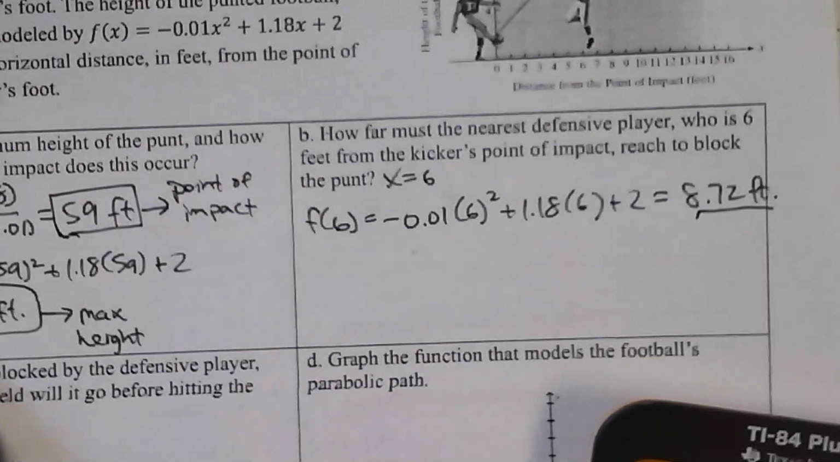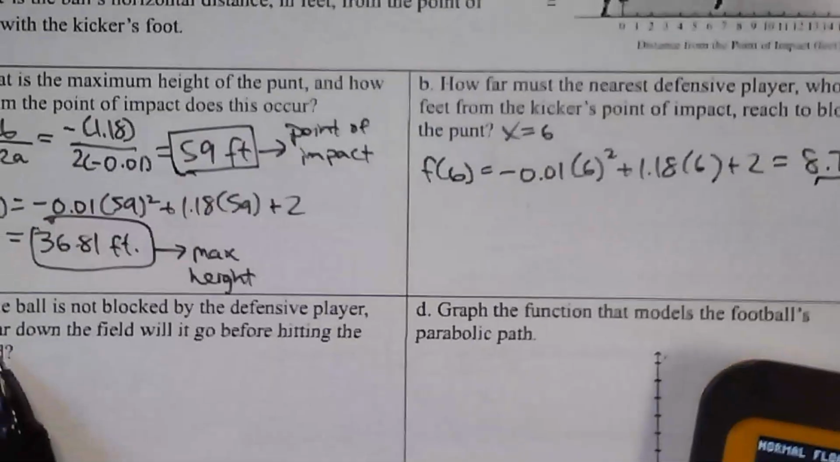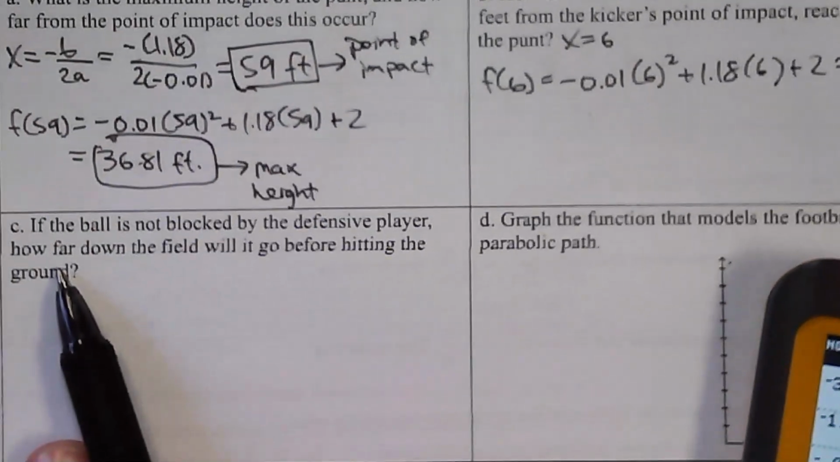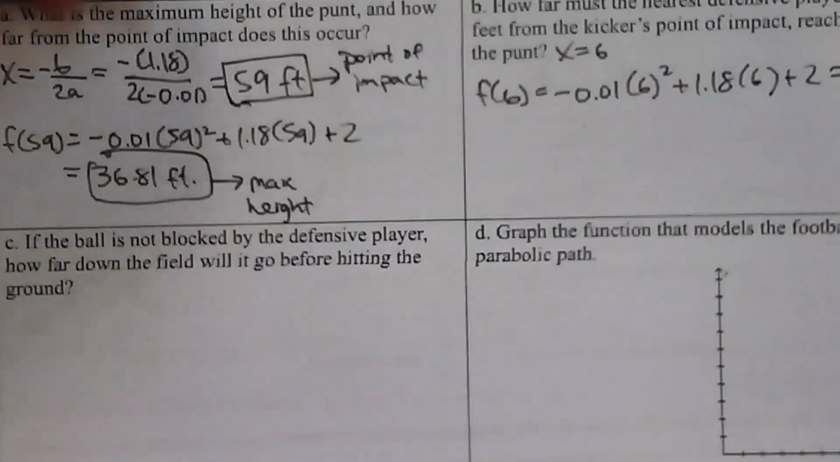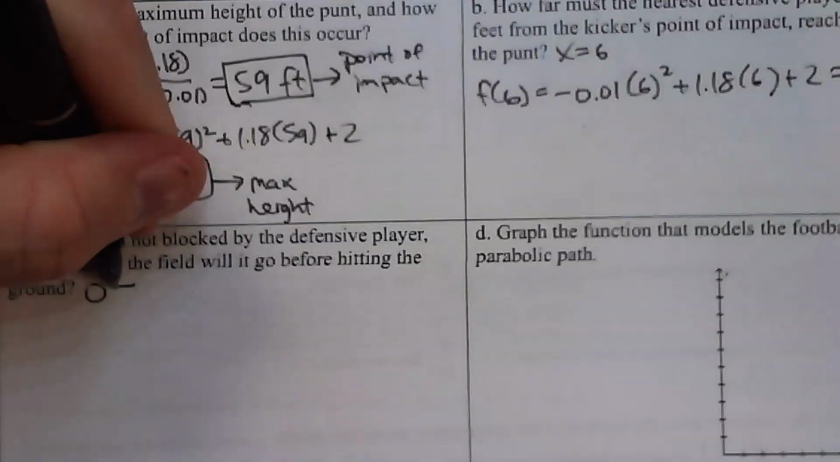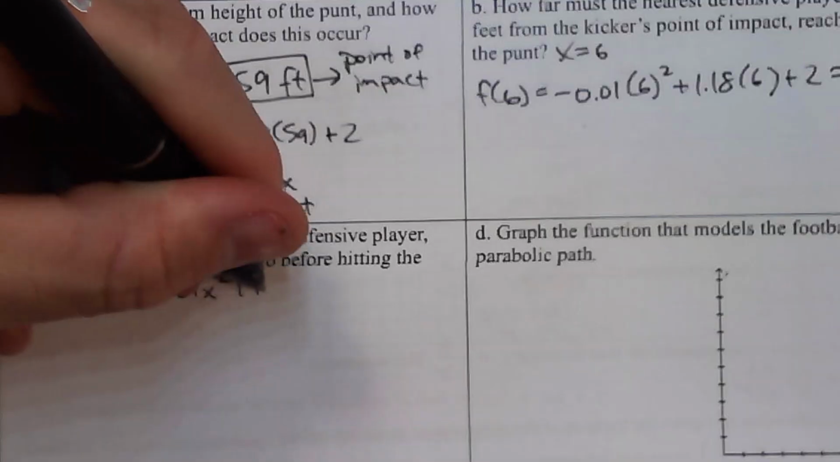If the ball is not blocked by the defensive player, how far does it go down the field before it hits the ground? Hits the ground means what's going to be what? What does it mean when it hits the ground? Good. The height. Good. The Y. So the Y will be 0.